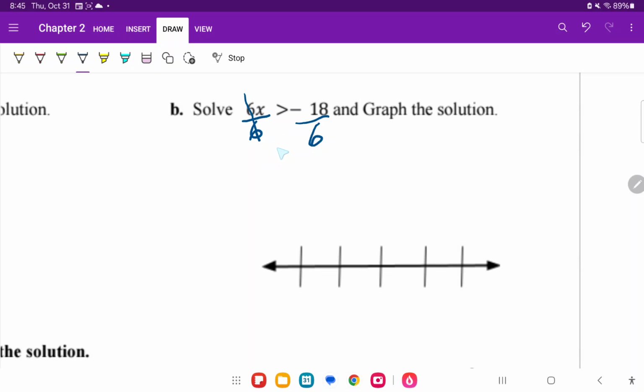Amaya, what are we left with here? 18. And so right here on the left side, x, and then you bring this down. Yep. What is that? Greater than. Yep. And then what's -18 divided by 6? That's right, it's -3. Good job. Way to go.